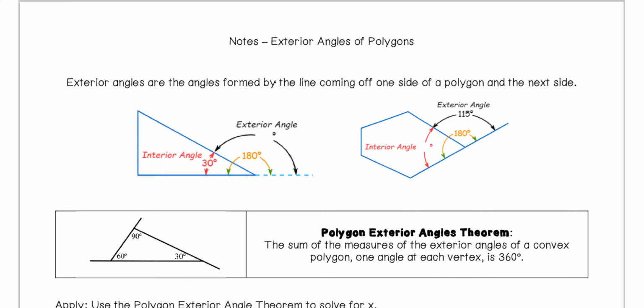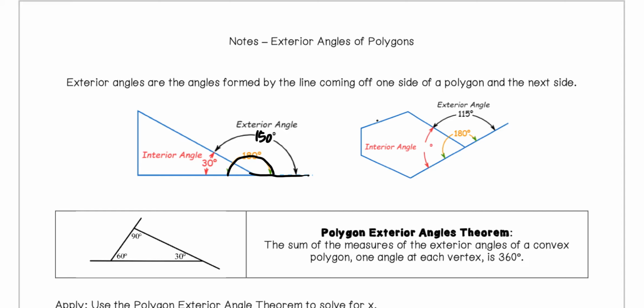In this video, we'll be going over exterior angles of polygons. An exterior angle is an angle that is formed by the line coming off of one side of a polygon and then the next side. In this example, when we have our triangle where the interior angle is worth 30 degrees, we can draw an imaginary line coming off of that side of the triangle that would be a total of 180 degrees. If the interior was 30, that means that the exterior angle is 150.